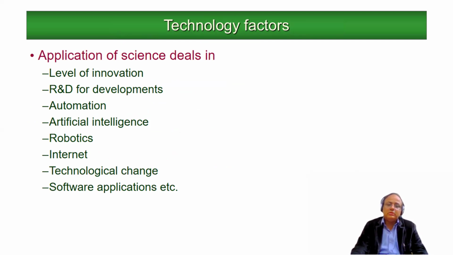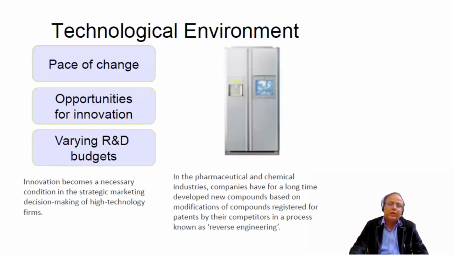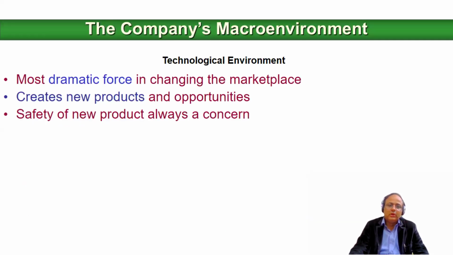Now, without these factors taken into consideration, it is very difficult for the organization to move, survive and provide convenience, because technological factors actually give you a competitive edge in the market, because you are maintaining the pace of change, you are enhancing the opportunities for innovation, you have varying R&D budgets. So these technological factors are really important for an organization to survive in the longer run. That is the most dramatic force in changing the marketplace. It creates new products and opportunities, and safety of new products is always a concern.